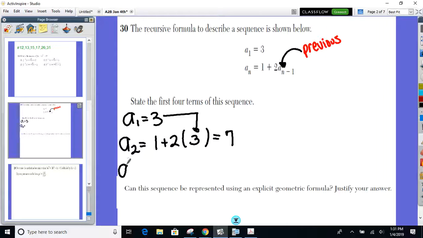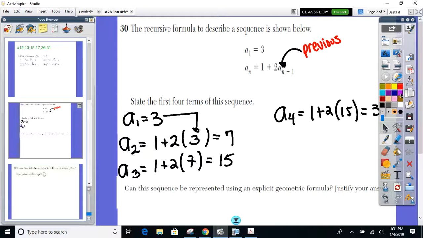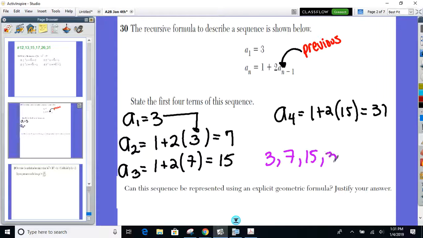How about the third term? Same thing, right? 1 plus, now I'm not going to do 2 times 3, but 2 times 7. Yep. Which will be 15. And finally, the fourth term. 1 plus 2 times 15. Final term here, 31. So you guys have 3, 7, 15, and 31 for your first 4 terms.